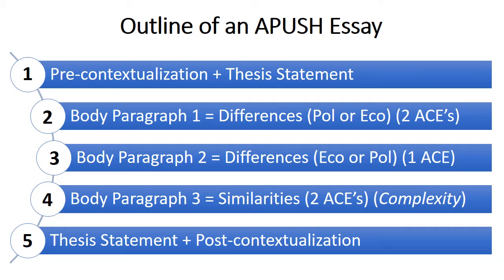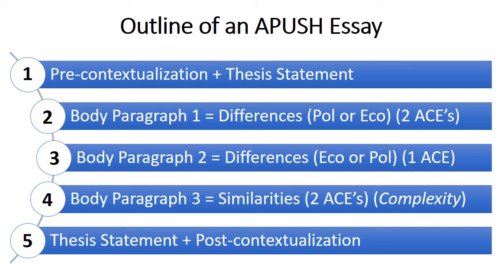Okay, so here is your outline of the APUSH essay for a comparison. Remember, it's just like the other ones. It's a 5-paragraph essay. You're going to have our pre-context. You're going to have a thesis statement. Body paragraph 1 is going to be your differences, either political or economic. You need to have 2 aces here, meaning you need to have 2 examples of political or economic differences. Remember to rank them. Give me the strongest one. Give me the second strongest one.